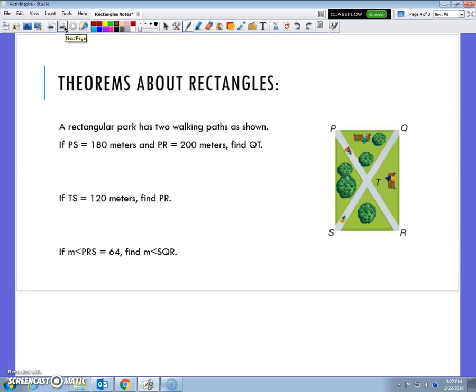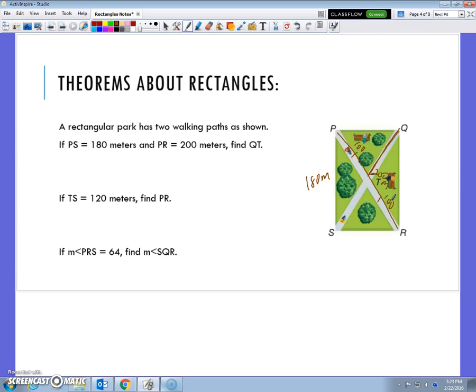It says a rectangular park has two walking paths as shown. If PS is 180 meters and PR is 200 meters all the way across, find QT. All right, let's see here. Well, QT would be from here to here, this length. So what I know about this diagonal from P to R is that it's 200 meters. That tells me that this guy right here is 100. This guy right here is 100.